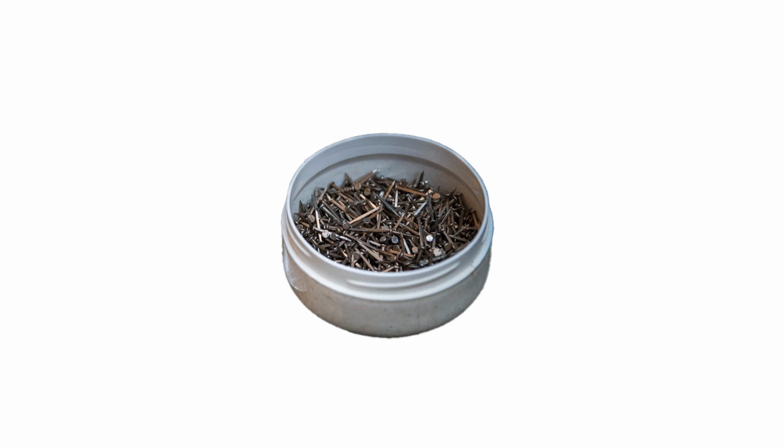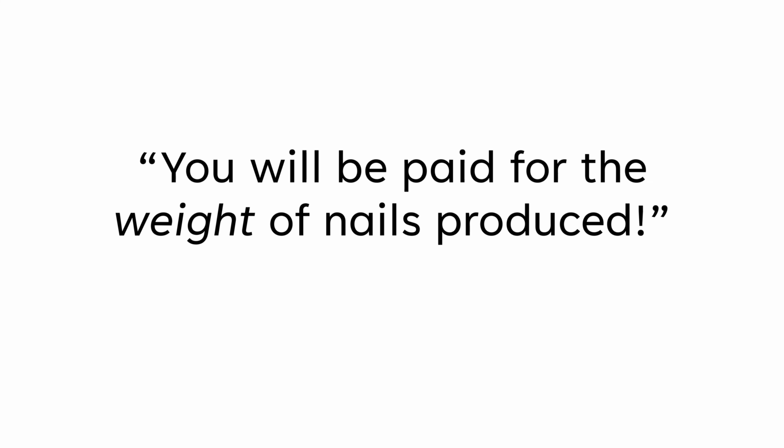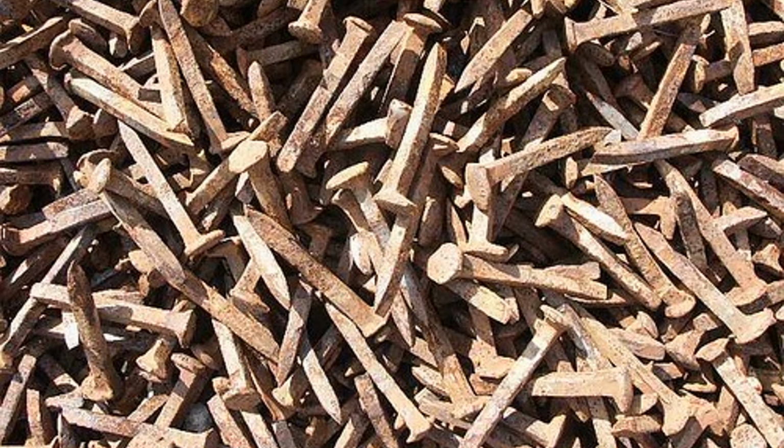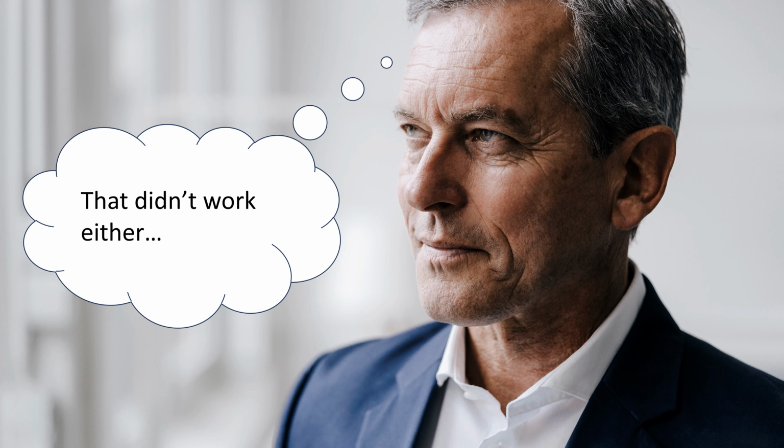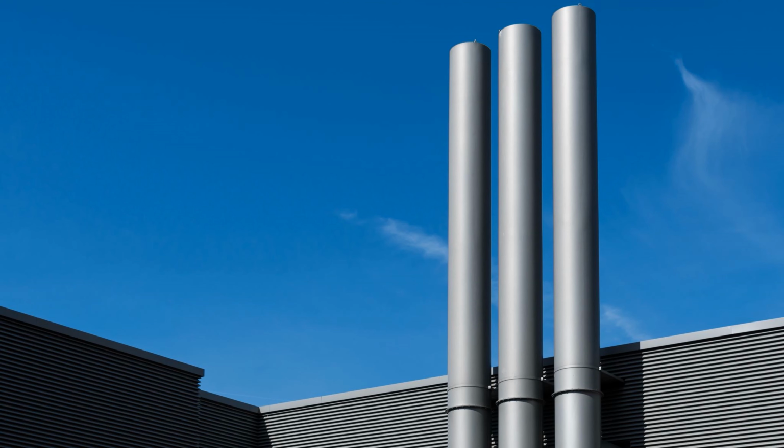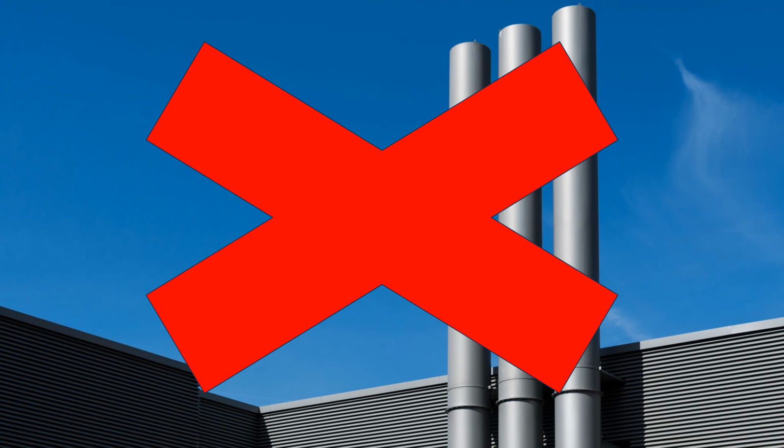Pretty soon, the workers were making lots and lots of really tiny nails that were pretty much useless, and the factory started losing a lot of money. The factory manager was pretty frustrated and tried to fix it. He announced that the workers would be paid according to the total weight of nails produced. Quantity didn't matter. Then the workers started producing super big, heavy nails that also weren't very useful or easy to sell. The factory manager remained frustrated, and eventually the factory ran out of money and closed.